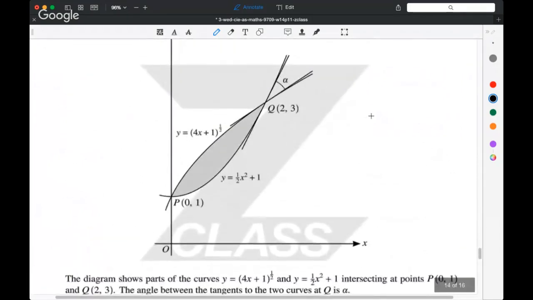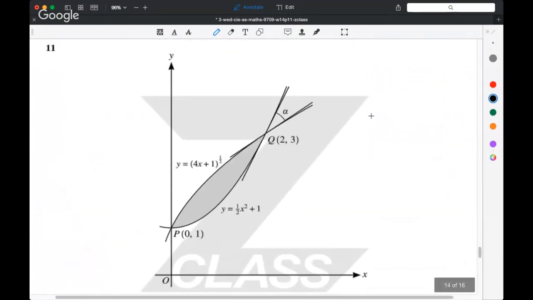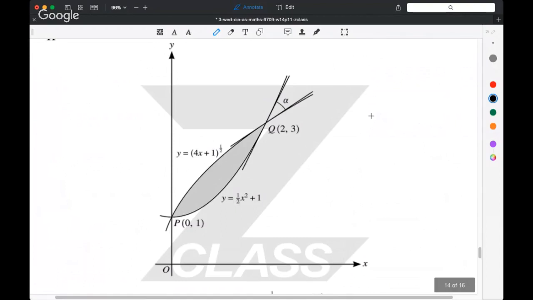Okay, last question. So this is an integration question, and actually, they probably want us to do a few things first. So they want us to find alpha. Alpha is this angle. So I've got these two lines. I'm going to call this L2. I'm going to call this L1. And alpha is the angle between them.